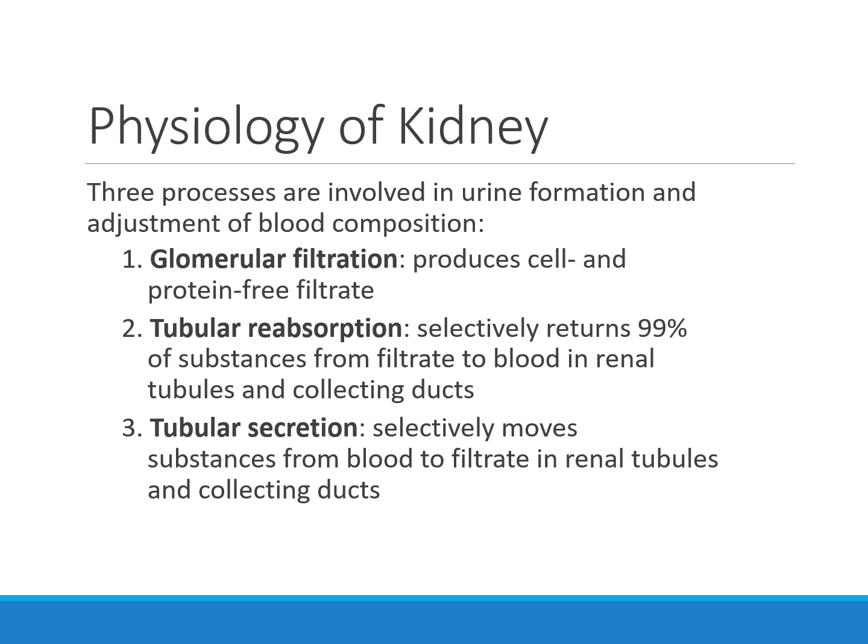And then finally, tubular secretion, which selectively is moving substances from the blood to the filtrate in the renal tubules and collecting ducts. So somehow or another, something didn't come out at the glomerulus, or it passed passively back into the blood, and it has to be sent out. So tubular secretion is putting it from the blood into the tube.